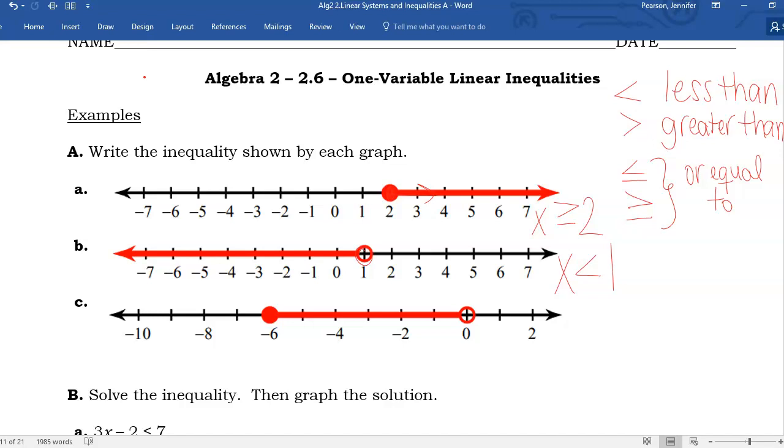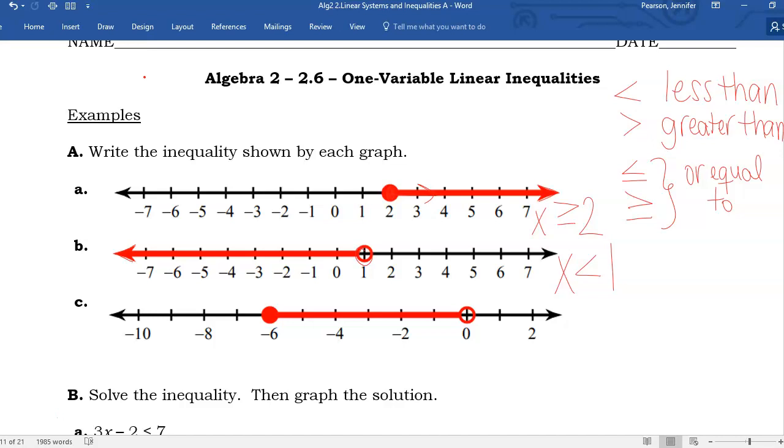If you have trouble remembering which one's the less than and which one's the greater than, look at this arrow on the end here and trace the arrow. It's the same as the less than or greater than shape. Again, we trace the arrow that's shaded in. It's the same as the less than shape.